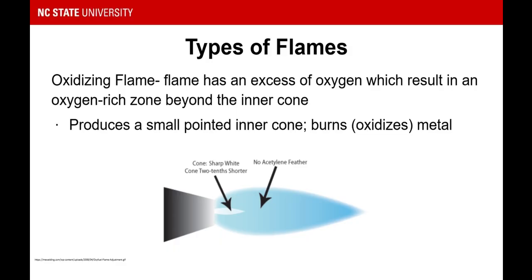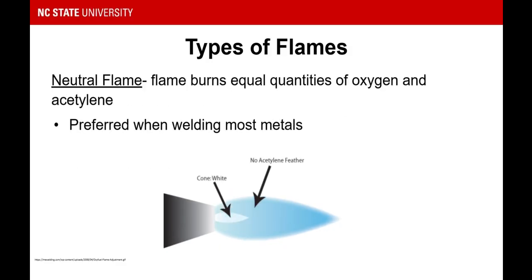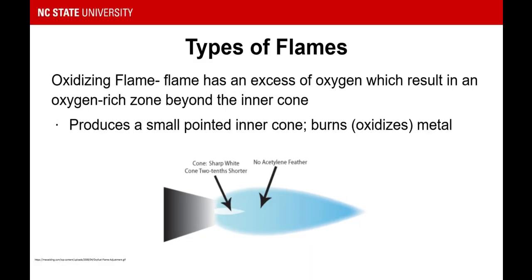It will take a small pointed area, kind of like you can see at the end of this one here, and turn it into a really, really sharp, narrow point. No acetylene feather will be present because there's not enough carbon there. But you'll hear the torch pick up a little bit more sound, and it will not produce enough heat. So when you find yourself in one of these situations where you have too much oxygen, you can either dial back the oxygen or you can increase the acetylene, depending on what you're trying to do with your heat.